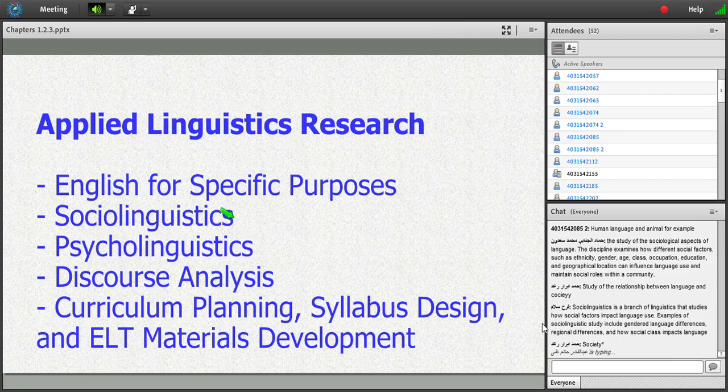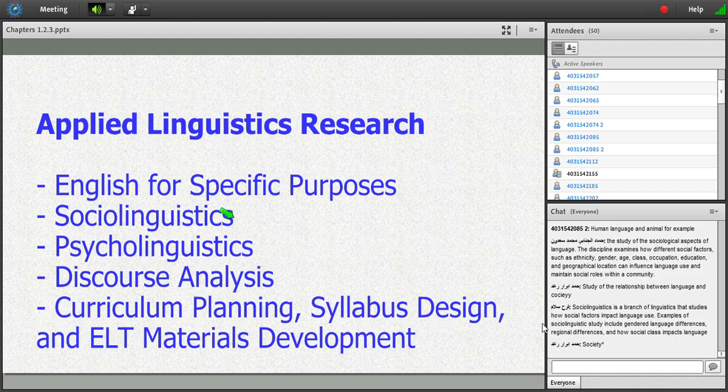This is sociolinguistics. You analyze different cultural backgrounds to see how it can influence the students' reading comprehension ability. For example, if the students' culture in the country is close to the English culture, are they able to read the passages in English better or not? This is part of the sociolinguistics.